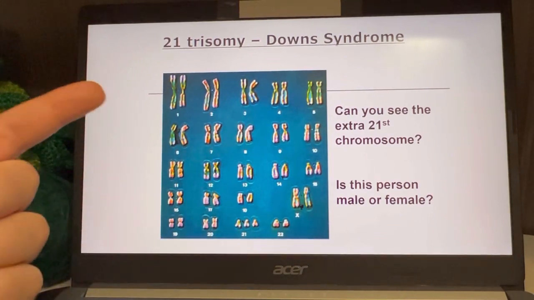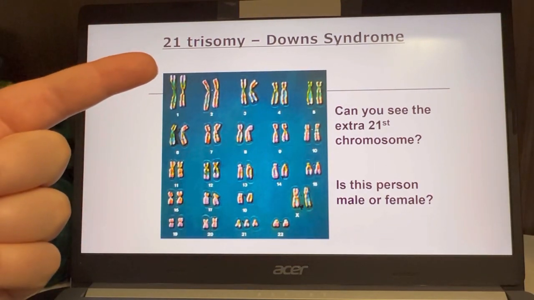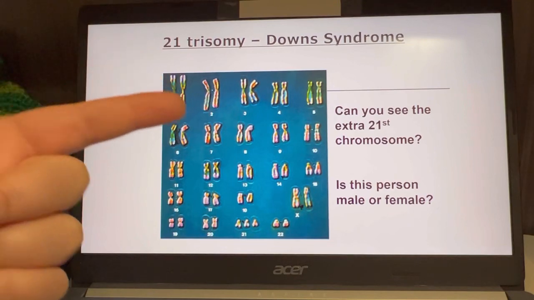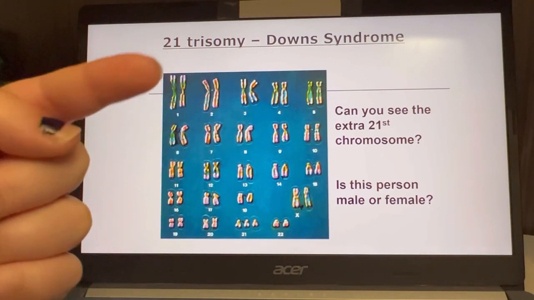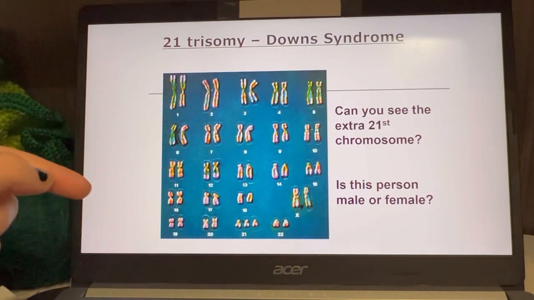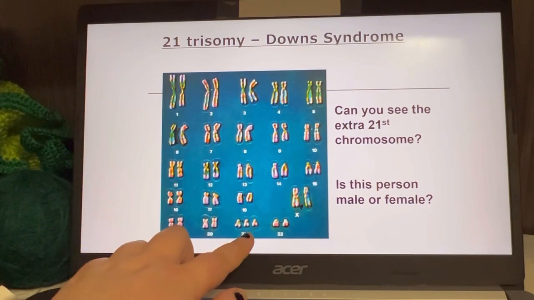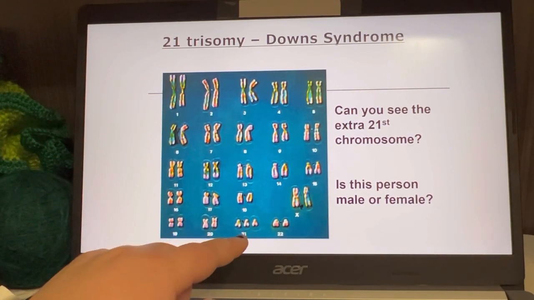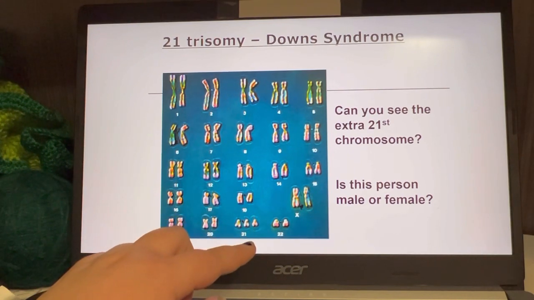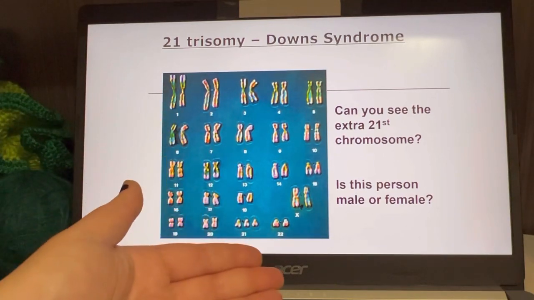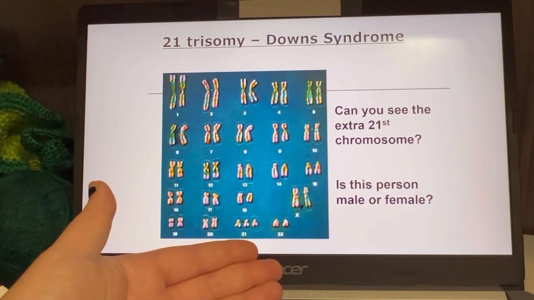Looking specifically at chromosome 21, there is an extra one in this person. Down here, 21, there's 1, 2, 3. With the third chromosome for 21, that's how you get Down syndrome. So with this formation, this child is going to have Down syndrome.